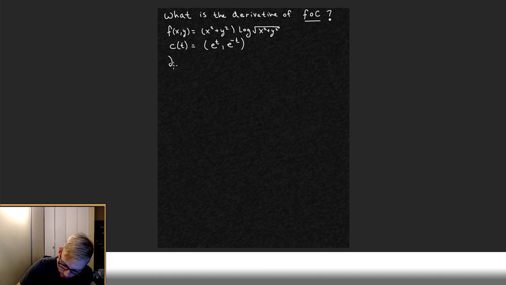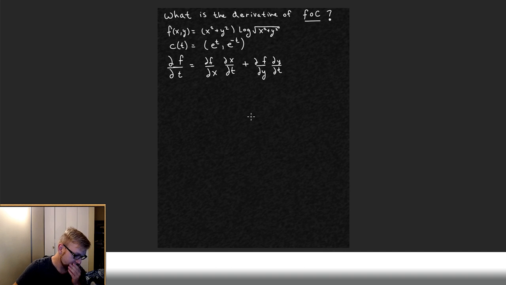Okay, so we got to use the chain rule. So the derivative of f with respect to t is equal to partial of f with respect to x times the partial of x with respect to t plus, and I should make this look as nice as possible, partial of f with respect to y, and then times the partial of y with respect to t. Okay.